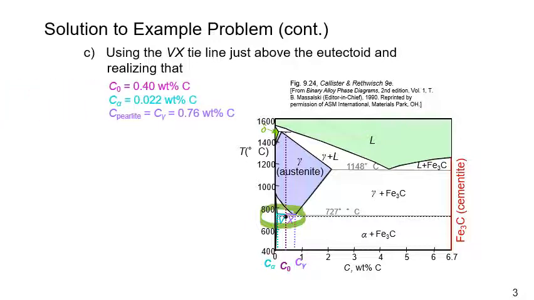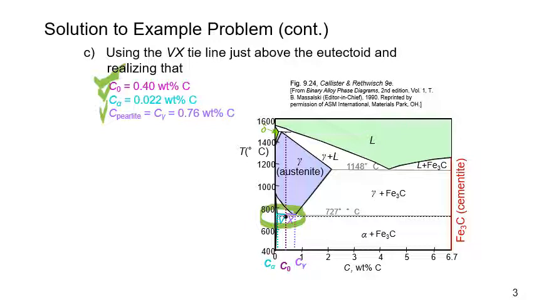Okay, we have our endpoints. The nominal composition we said was 0.4% carbon. Okay, we got that. And then our ferrite, again, has a maximum of 0.022% carbon, so that's the endpoint of the VX tie line. And then the right side, the endpoint of the X tie line, is 0.76 weight percent carbon because that's our eutectoid.